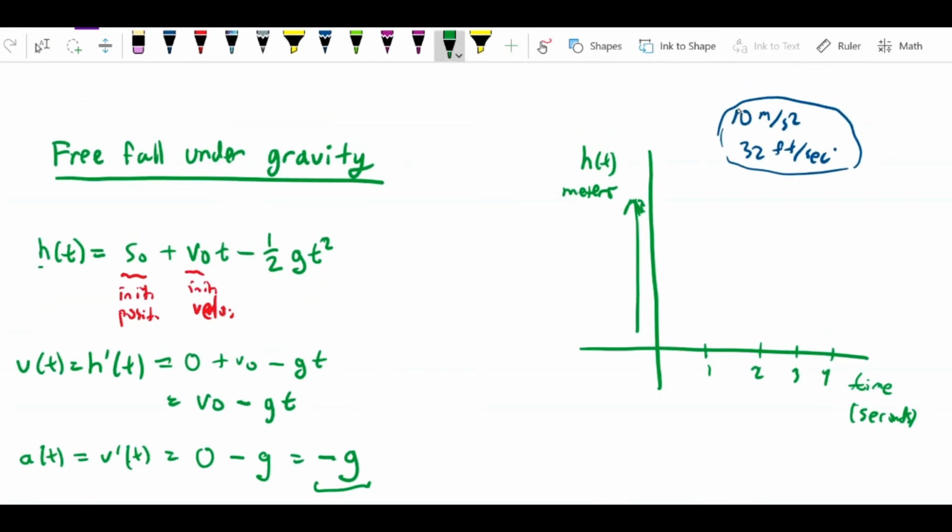I put here that the rate of acceleration is about 10 meters per second squared. You might know it as 9.8 meters per second squared. So this is an approximation, but that's what we call g.